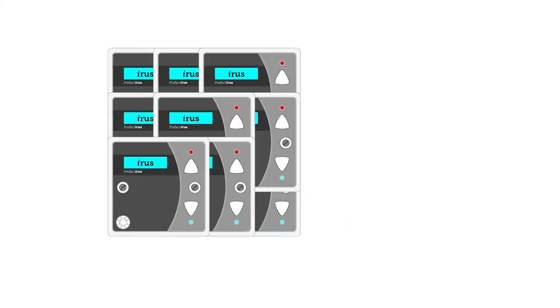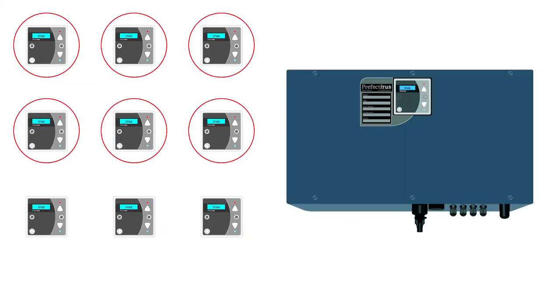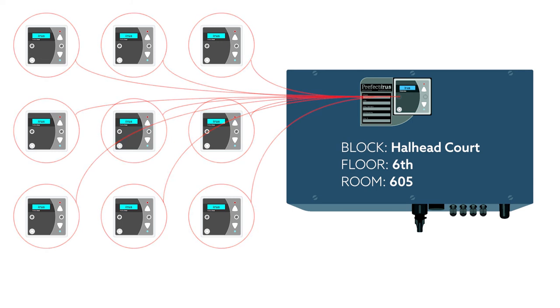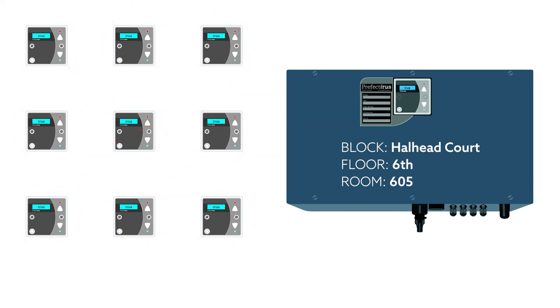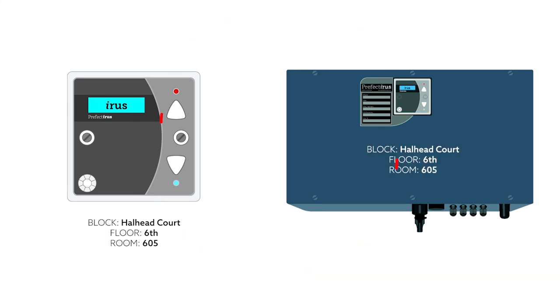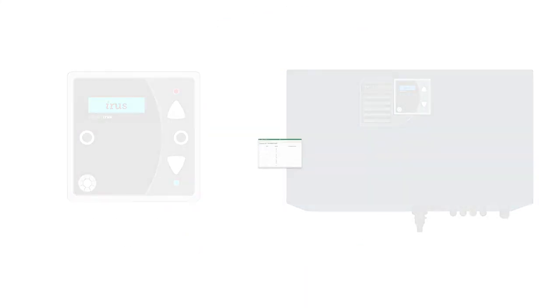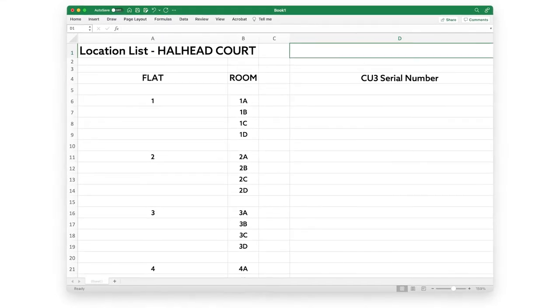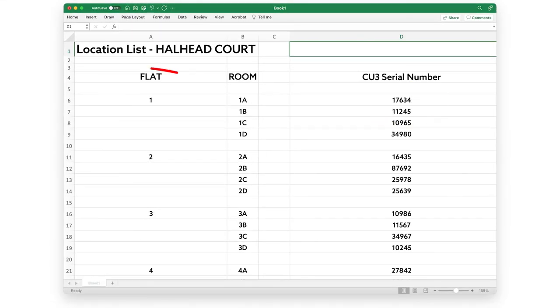When the control units have been installed, the master interface unit needs to identify each of their locations: the block, the floor, and the room number. This we call addressing the room. It is essential that this is done accurately, so we know that we are controlling the correct room. A location list will have been drawn up prior to installation. What we need from you is the serial number of each control unit and which room it is in.